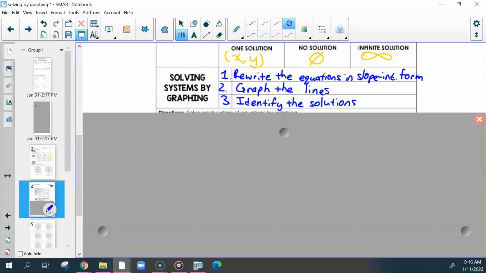And then step 3, identify the solutions. So after you graph it, you should be able to see whether it's one, none, or infinitely many solutions.